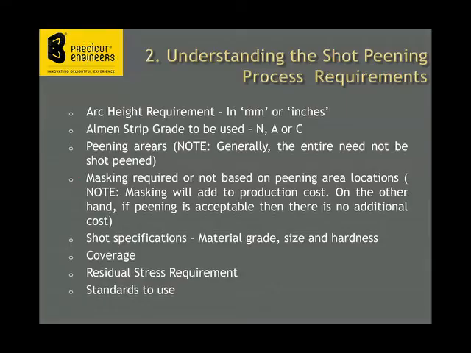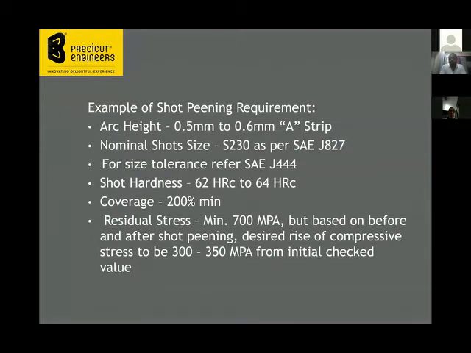This is a requirement which we have reproduced here, obviously with due consent. Now here you can see the arc height is given, which I had mentioned earlier. The arc height is always mentioned in a particular range. It is never an absolute value. So in this particular case, it is 0.5 mm to 0.6 mm. And A strip is mentioned, so obviously we have to use the A strip. The shot size mentioned is S230. 230 denotes the diameter of shots in thousandths of an inch. So it is 0.23 inch, which roughly comes to around 0.6 to 0.7 mm.